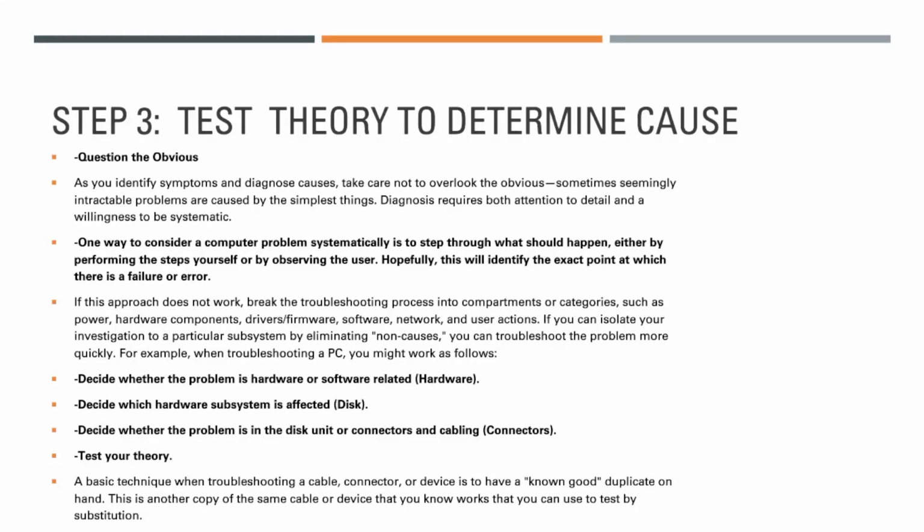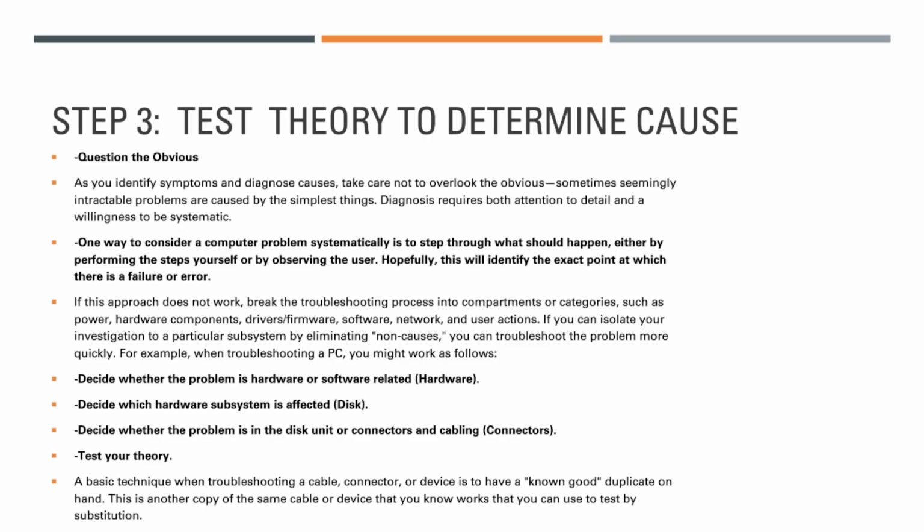For example, when troubleshooting a PC, you might work as follows. Decide whether the problem is a hardware or software related issue. Decide which hardware subsystem has been affected. Decide whether the problem is in the disk unit or connectors and cabling. Then, test your theory. A basic technique when troubleshooting a cable, connector, or a device is to have a known good duplicate on hand.